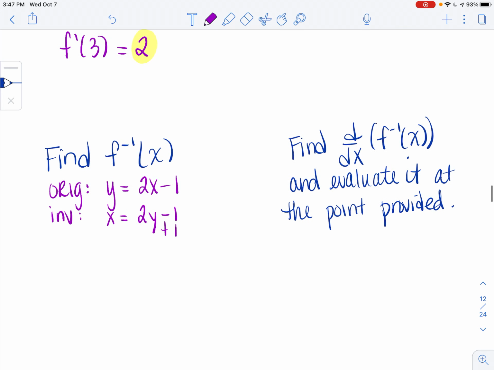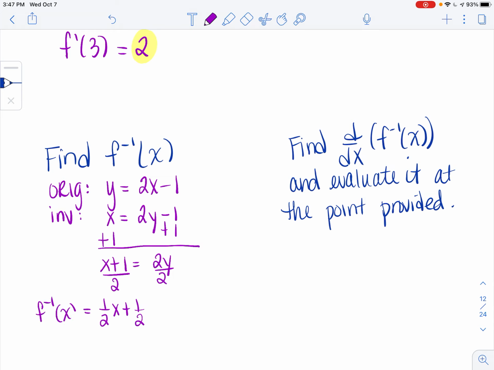So I'm going to add 1 to both sides. I have x plus 1 is equal to 2y, so I'm going to divide both sides by 2. So this really comes out to be something like 1/2 x plus 1/2. You can think of it as y equals, but it's really f inverse as a function of x.